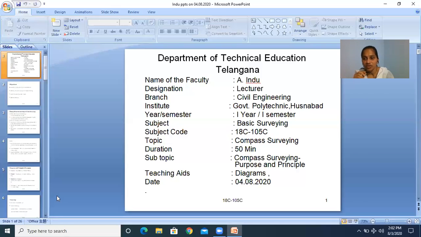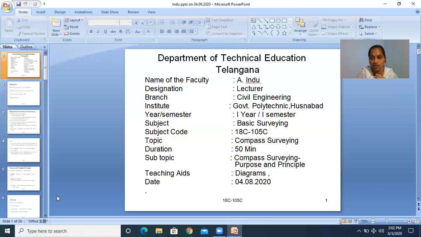Based on the instrument used means the instruments which we use to conduct the surveying. Based on that, there are different types. If we use a chain as the instrument and conduct surveying, then it is known as chain surveying. That's why we discussed chain surveying in previous classes. Hope you all understood. The basic instrument is the chain.